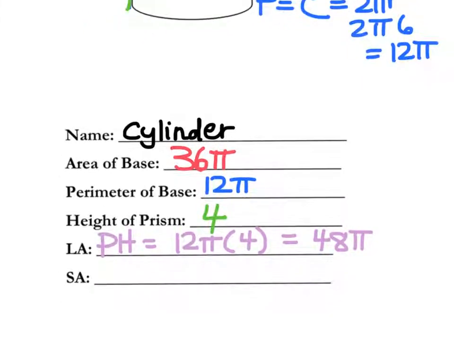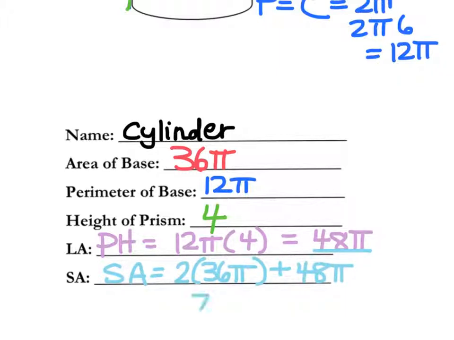Surface area is 2b plus ph, so 2 times my area of my base, 36 pi, plus my lateral area, 48 pi. 2 times 36, 72 pi plus 48 pi.